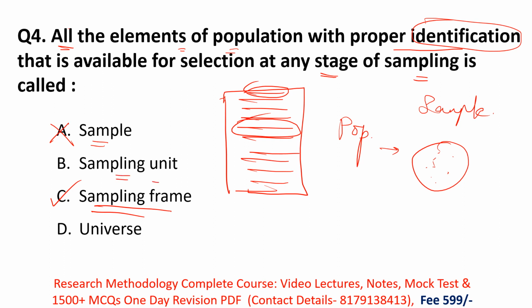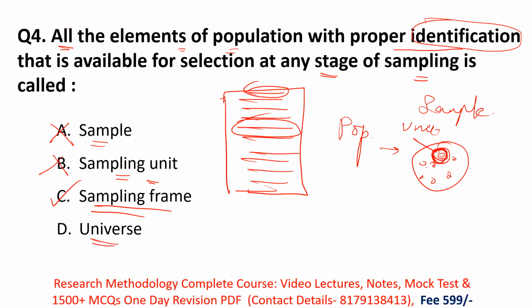Then option B, sampling unit. Sampling unit means a single person in your sample. Suppose I am selecting this person from the sample, that means it is known as a sampling unit. From the sample, a single person is known as a sampling unit. So option B is also incorrect.